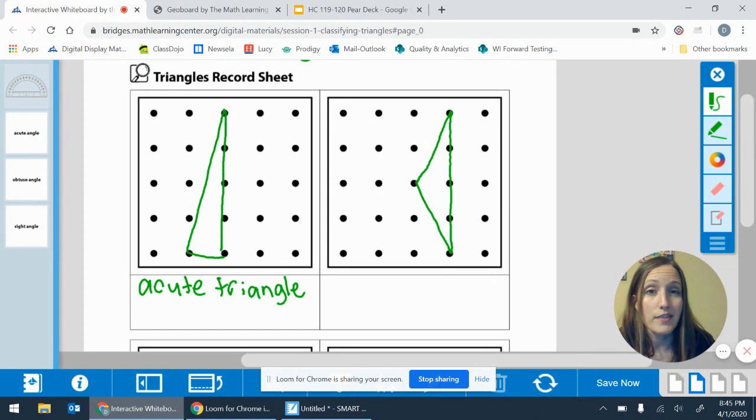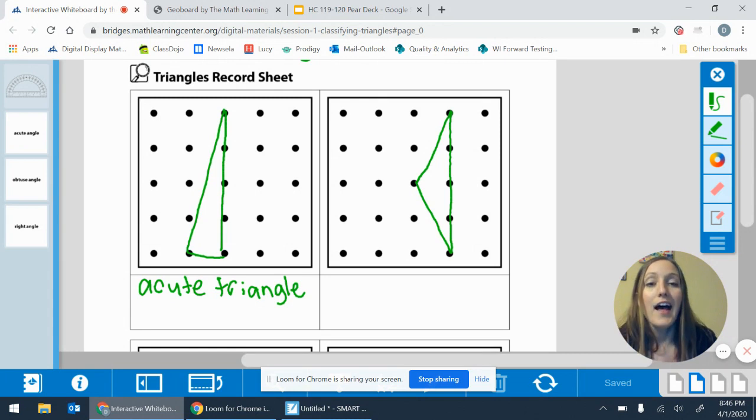Good. Did you write that underneath yours as well? Go ahead and write that underneath your first triangle, and then you can pause the video here and go through your next 3 triangles on your geoboards, and write what kind of triangle you have. Is it an acute triangle? Is it a right triangle? Or is it an obtuse triangle? Pause here and check it out.